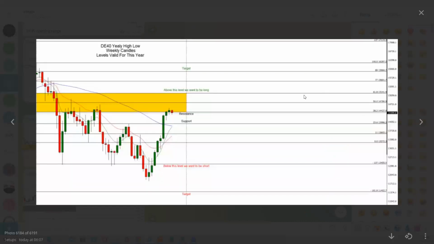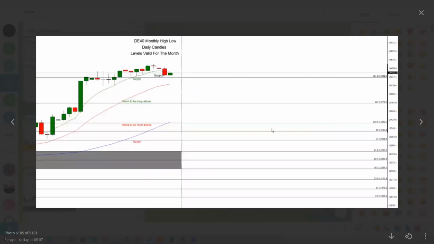On the DAX yearly high low, currently between levels of 38.2 and 23.6 support resistance. If you look at the moving averages, 8 is above 21, or green is above red. That's indicating trend is up. So with that, we want to push above the 61.8 to aim for that 89 target.